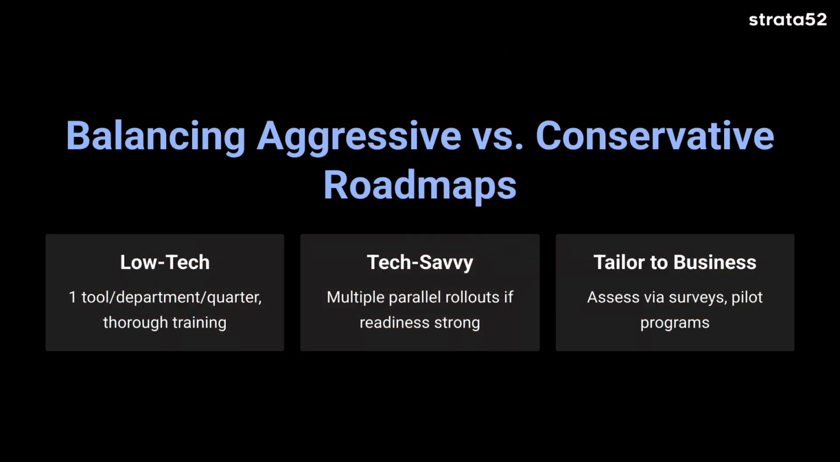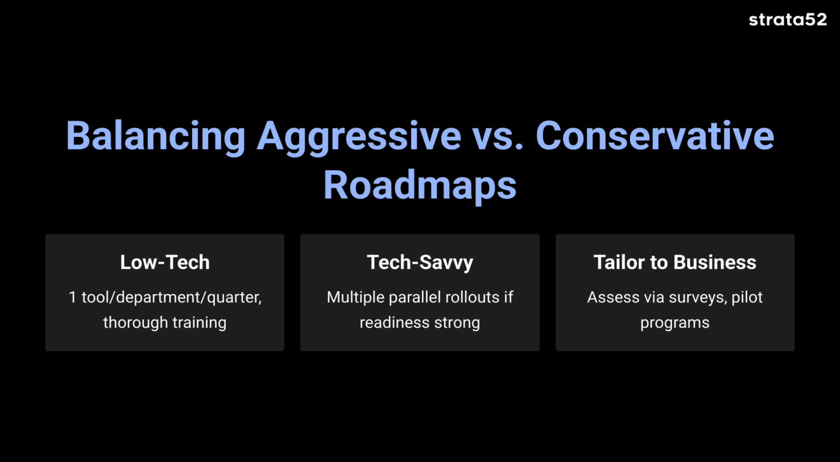Whereas tech-friendly organizations might have multiple rollouts in parallel, providing that they have the resource pool and the adoption readiness is strong. You want to assess the readiness based on any conversations that you've had up to that point, and gauge how quickly employees will be able to adapt to new technology, and use that gut feeling or that information to propose a feasible AI roadmap for the organization.